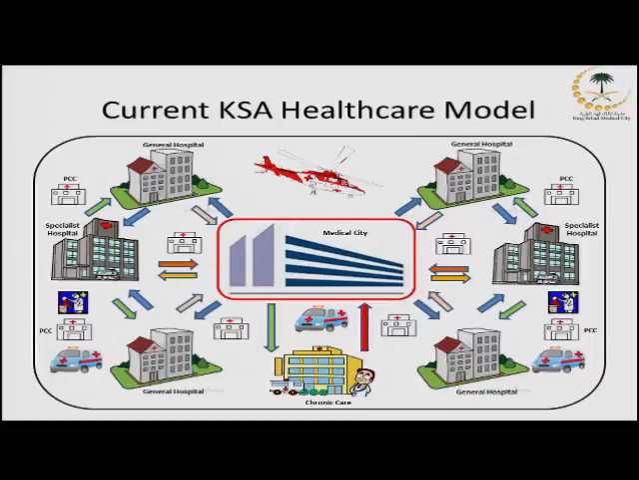There is absolutely no binding here. This medical city is not responsible for providing health care to a set of population. It is based on referral. So the referral comes in, the physician on call will look at the referral and say, yes, come, or no, don't come. And then that goes into a black hole.